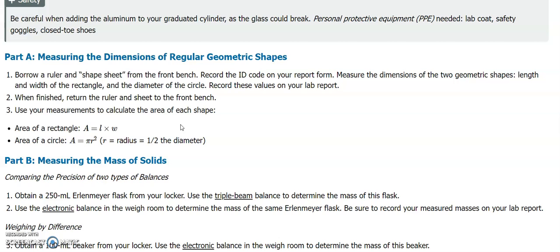So first part, measuring the dimensions of regular geometric shapes. Borrow a ruler and shape sheet from the front bench. Record the ID code on your report form. Measure the dimensions of two geometric shapes: length and width of the rectangle and diameter of the circle. Record these values on your lab report. When finished, return the ruler and sheet to the front bench. Use your measurements to calculate the area of each shape. Area of rectangle, A, is equal to length times width, and area of circle is pi r squared.